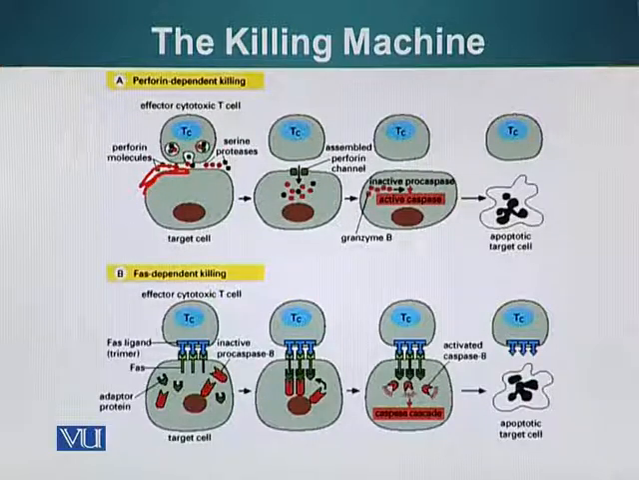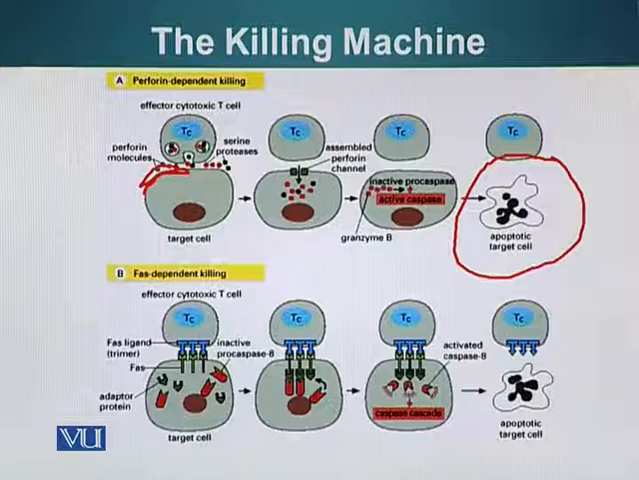Other proteins now can enter through these pores, and when they enter, they activate other proteins inside the cell. These proteins are enzymes. Once they're activated, they can basically destroy all the macromolecules inside that particular cell, resulting in apoptosis of that target cell. So this cell has been destroyed.